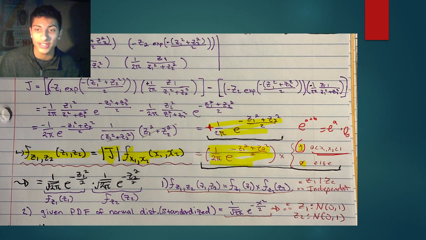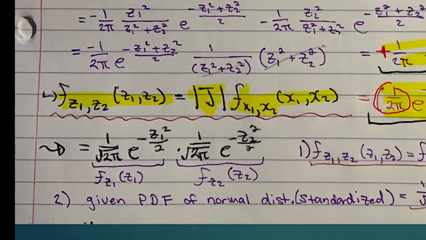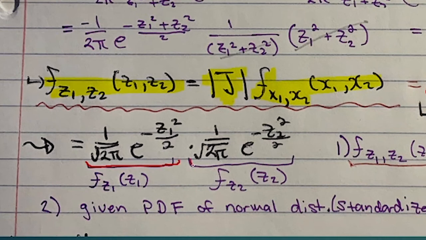e to the b. So we're able to break this down into z1 squared over 2 and minus z2 squared over 2. And we're also able to break this term 1 over 2 pi into 1 over root 2 pi times 1 over root 2 pi. So by doing that, we're able to separate this joint PDF into two marginal PDFs. So this gives us the marginal PDF for Z2 and Z1 here. And as we can see, by multiplying these two together, we would get our joint PDF.